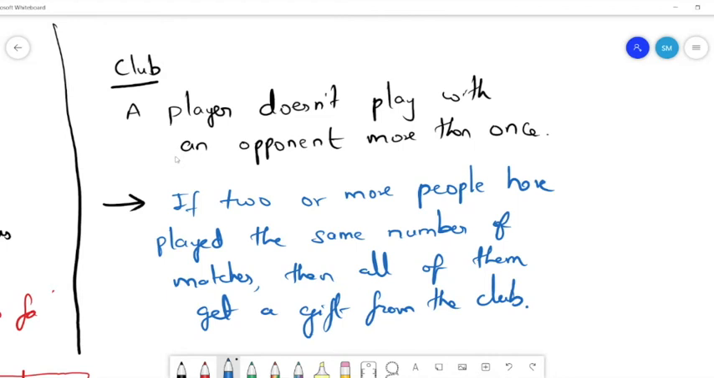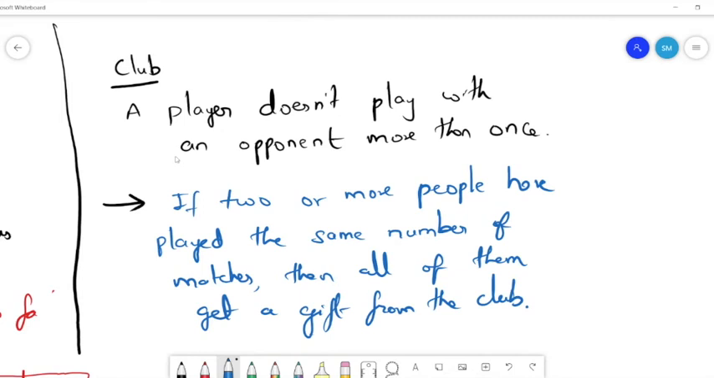And this new owner sees that if 2 or more people have played the same number of matches, then all of them get a gift from the club. This new owner doesn't want to give away gifts. So he decides, okay, let me fix the matches. Let me not make them play randomly.